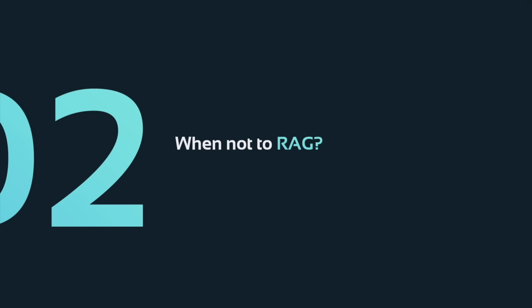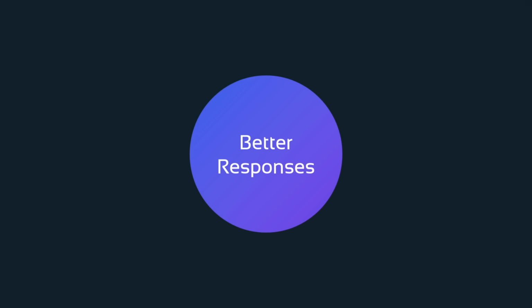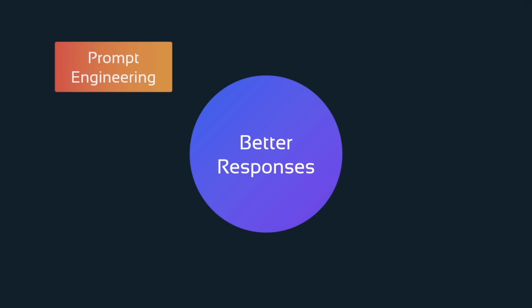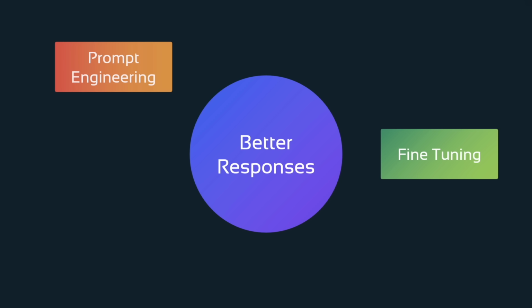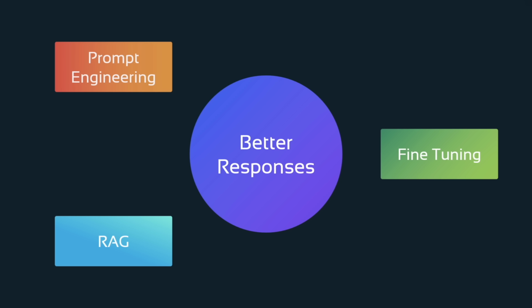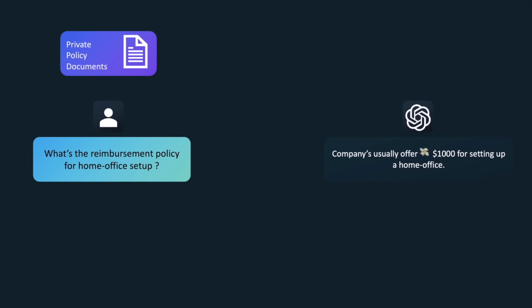Now, one of the common mistakes people make is to consider RAG as the solution for everything. RAG is not the solution to all problems. At the end of the day, we're all trying to get AI to generate better responses. And there are different ways to do that. We can prompt better, that's called prompt engineering. We can fine-tune models, and then there's RAG. When to use what? Let's take a simple use case to understand these better.